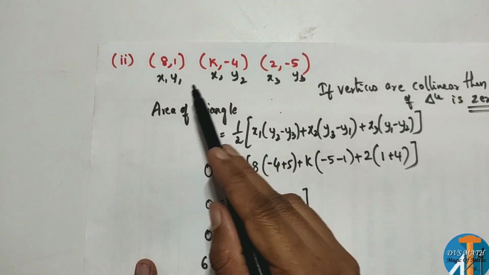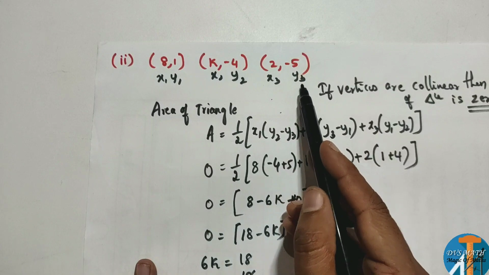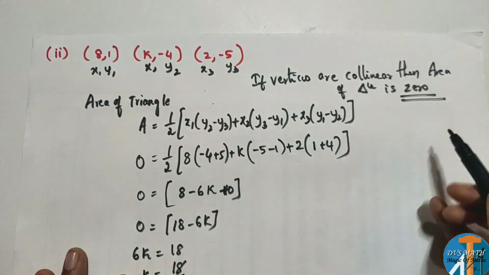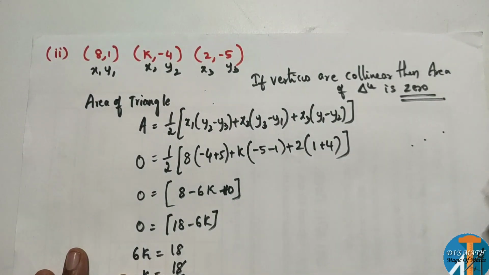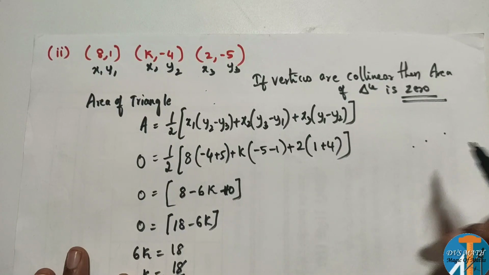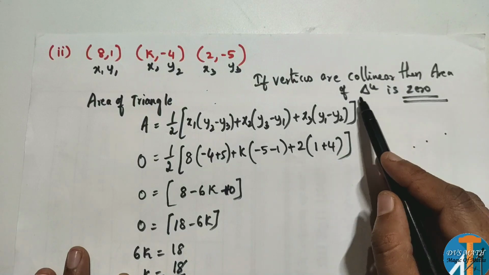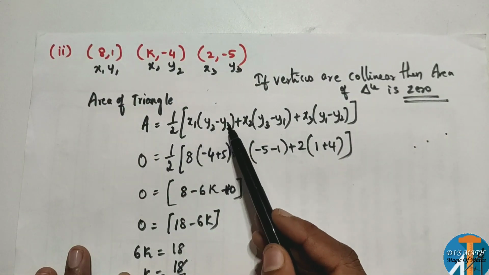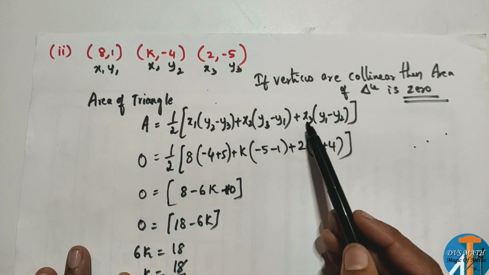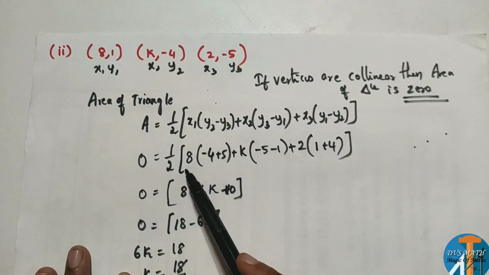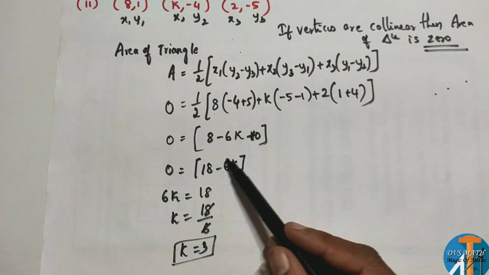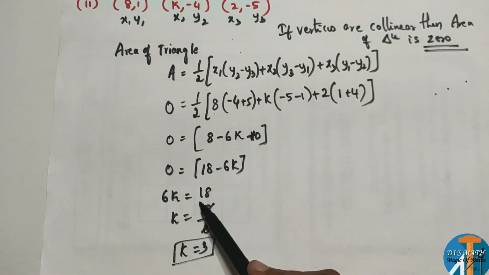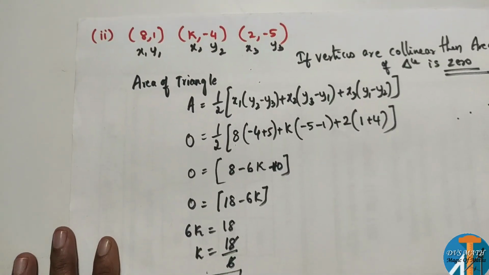Just you write x1 y1, x2 y2, x3 y3. So what is the reason here? If the points are collinear means they are all in the same line. If all are in the same line, you don't have a triangle, then definitely the area of triangle is 0. So if vertices are collinear, then the area of triangle is 0. So write the formula, half into x1 (y2 minus y3), x2 (y3 minus y1) and x3 (y1 minus y2). So substitute it, simplify it, then finally k value is 3 here. So this is about question number 2.